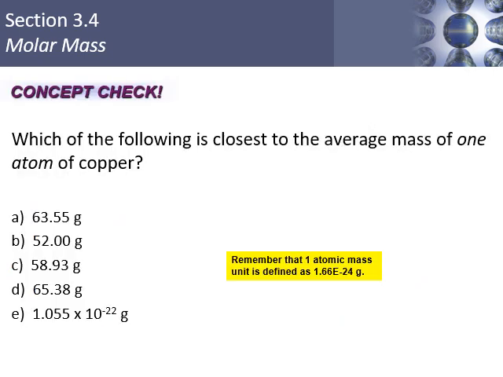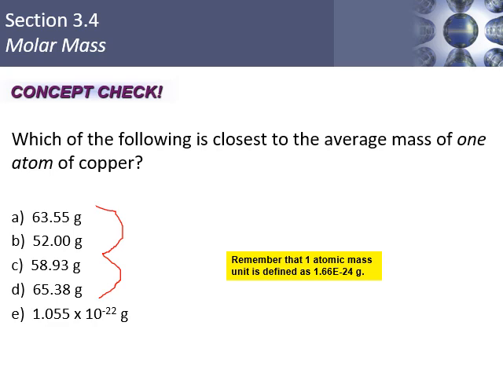Next slide. Which of the following is closest to the average mass of one atom? An atom is really, really tiny. This isn't really the way you would do this problem, but for this particular problem, you can just look here. There's no way that one atom is going to weigh 63 or 52 or 59 or 65 grams. They're going to weigh a tiny, tiny part of a gram.